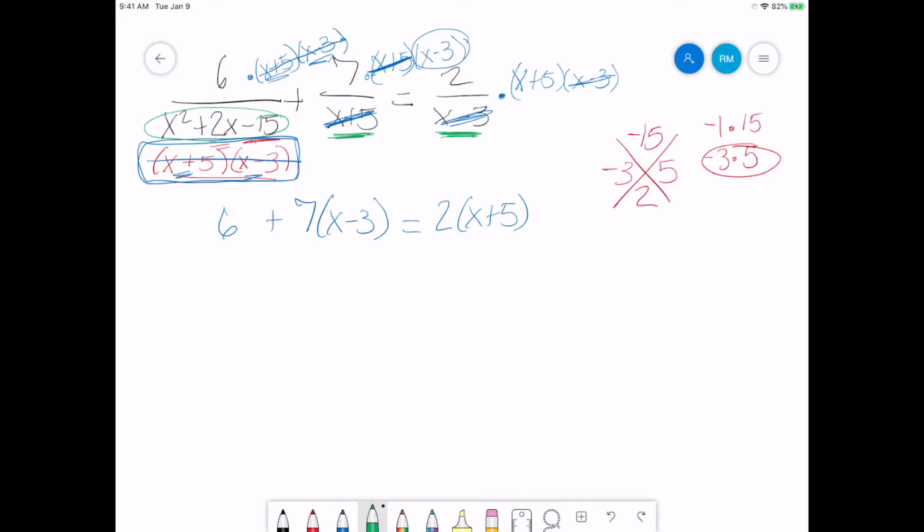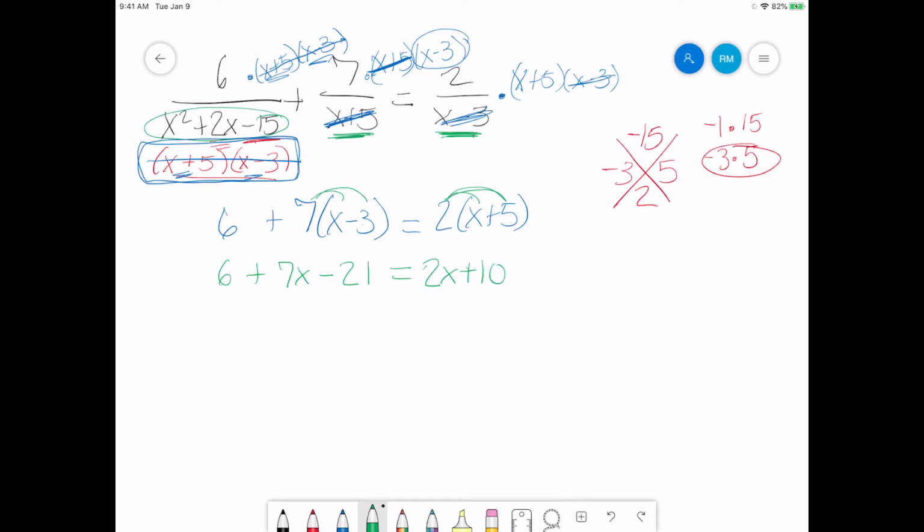Next, I need to distribute these numbers into the parentheses. So I'm going to bring down the 6. 7 times x is 7x. 7 times -3 is -21. 2 times x is 2x. And 2 times 5 is 10.